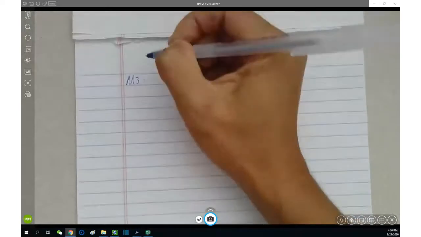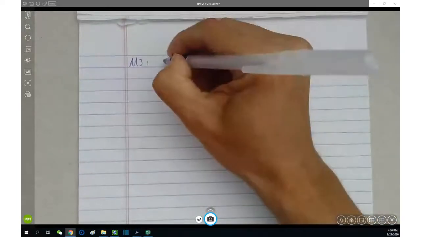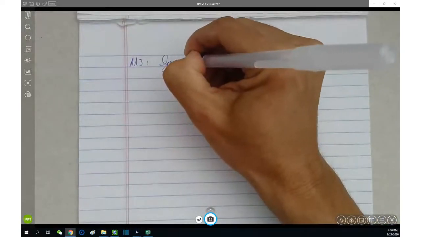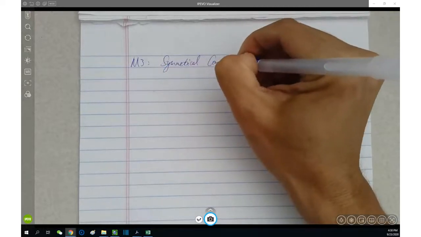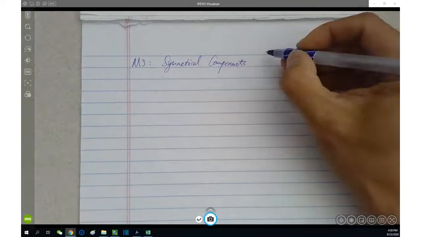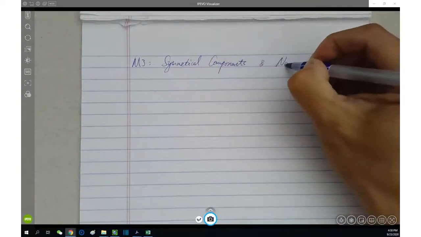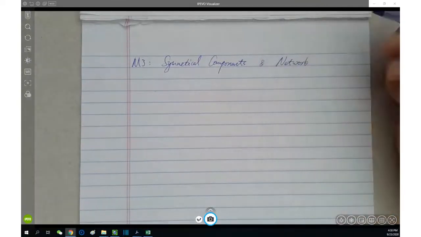Module 3, first lecture: symmetrical components and the network. Let's see what this is talking about.